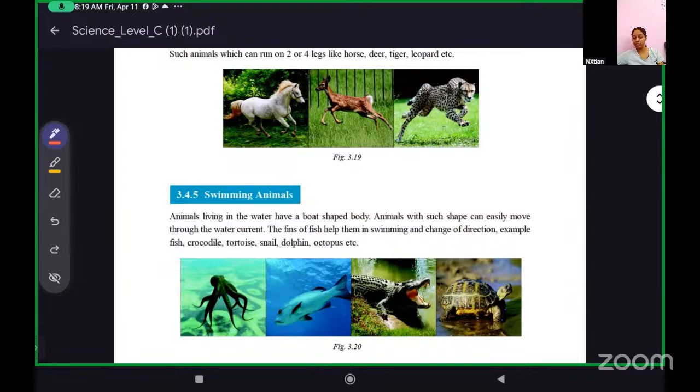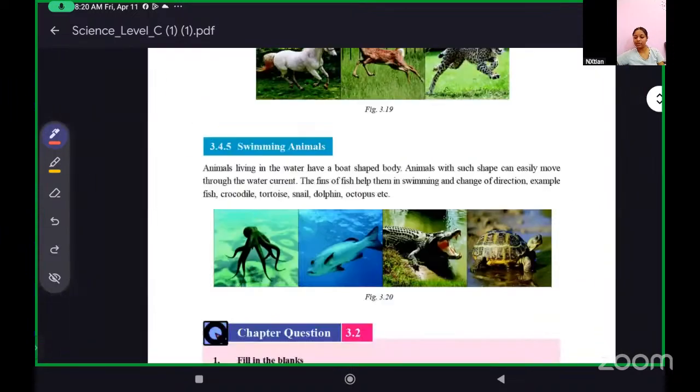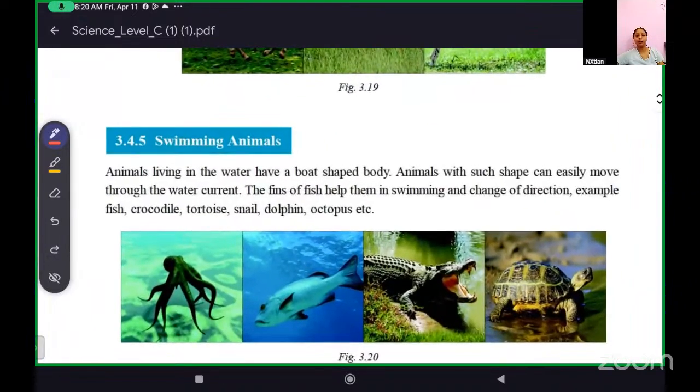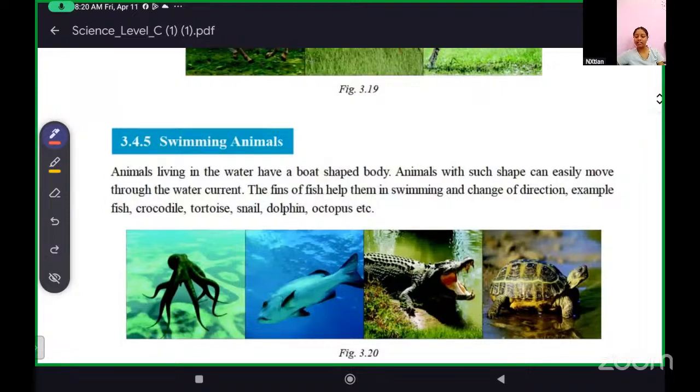Maybe not this one, but there are tortoises which do swim. They live in water and they do swim. Okay, so these were types of animals based on their movement, how movement takes place, and this was about that classification.